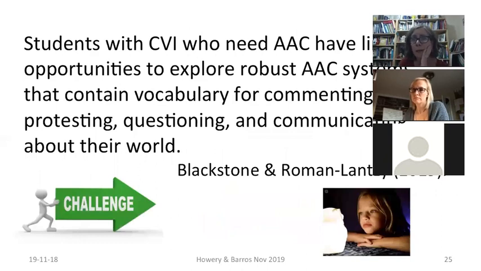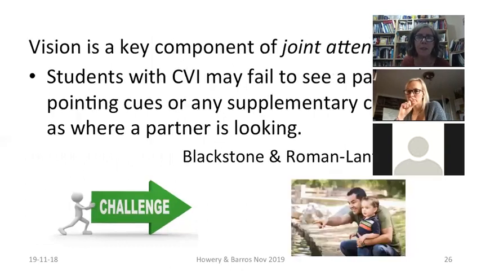The other thing about kids with CVI who have AAC is, even if we gave them these large systems, how can they actually explore them and how can they learn that vocabulary that's there? So we need to be intentional about not only providing them with systems that are more robust, but we need to be attentive to how we can provide meaningful access to those.